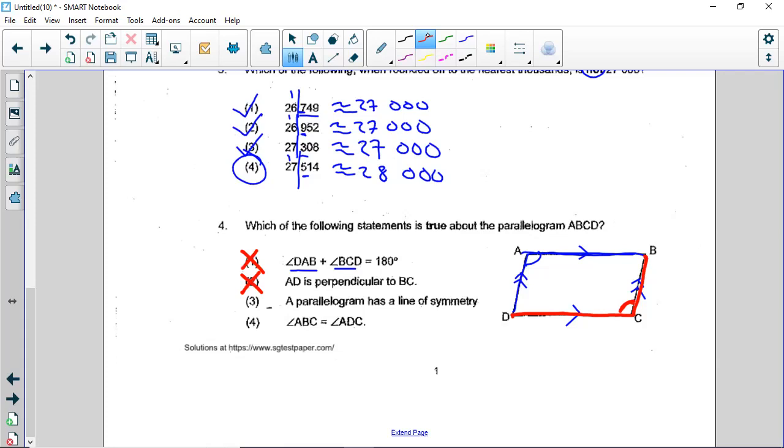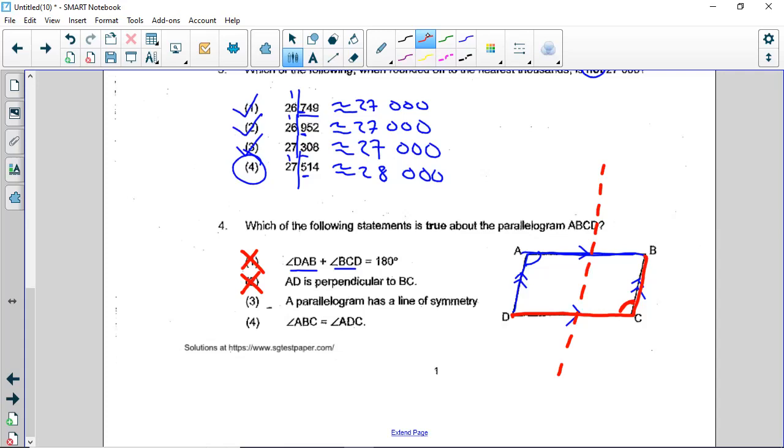Okay, question number 3. Answer number 3. Does this parallelogram have line symmetry? Nope, doesn't have. All right. Because no matter how you cut it like this, for example, when you fold it in half, you will find that the two sides will become something like that.